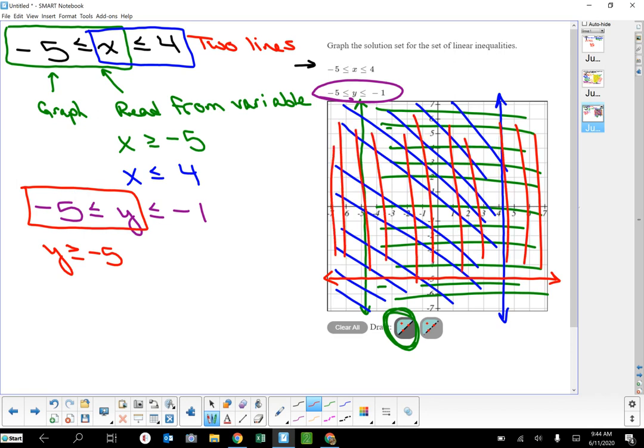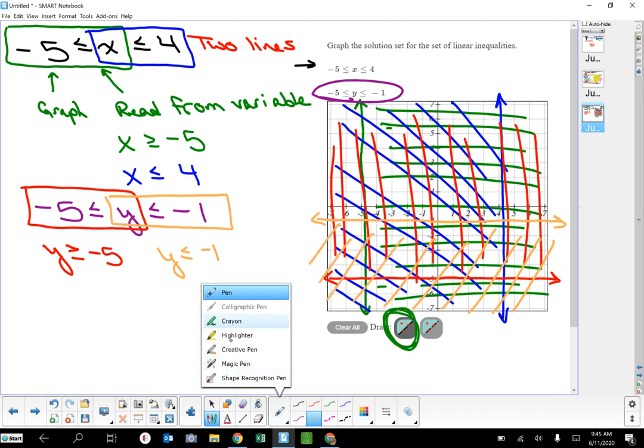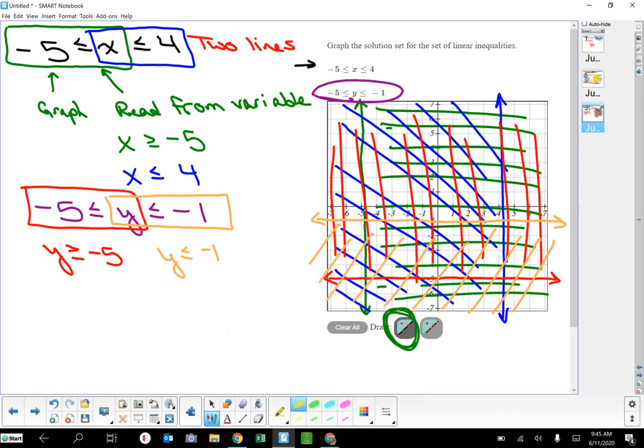These look so gross. Varsity does a much better job of shading, and they look so pretty. And then the last one, we'll do this yellow color. We're going to go from the variable just in front of it to the far right-hand side, and that is y is less than or equal to negative 1. So that's this line here. And again, we're going to shade everything.